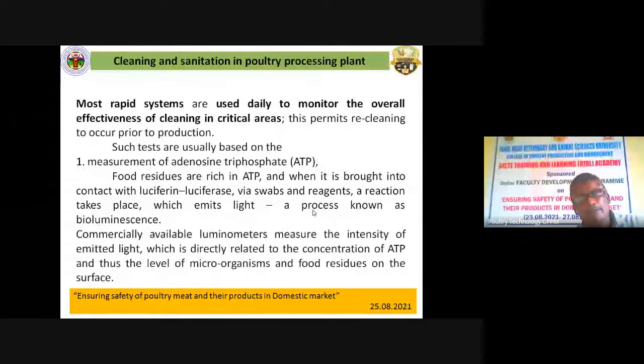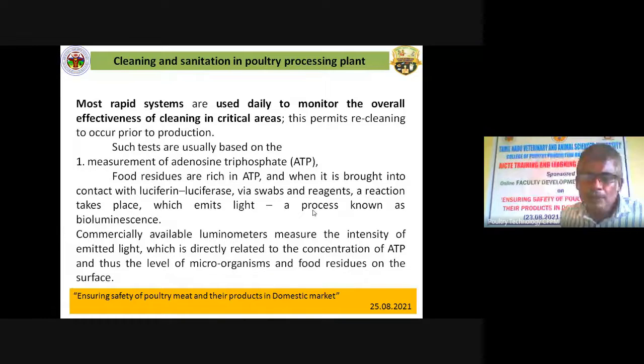The principle behind this technique is that food residues left over on the surface possess some amount of ATP. When this ATP comes in contact with luciferin and luciferase, a reaction takes place that emits light. This process is known as bioluminescence. The degree of light emission indicates the amount of ATP present, which in turn denotes the amount of food residue present on the surface. This is how we use this technique to assess the efficiency of cleaning on a particular surface.